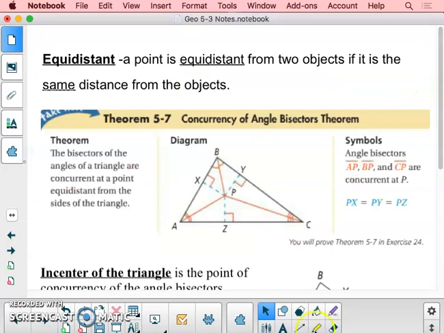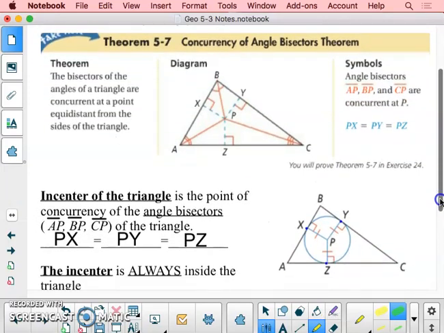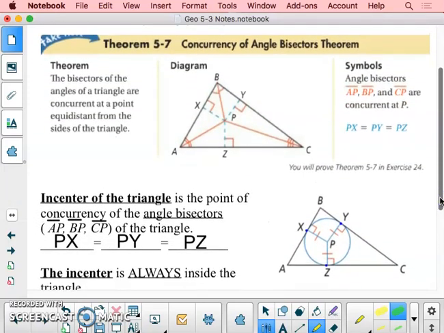So one thing to bring up again: equidistant means that two objects are the same distance from something else, from a third object. Equidistant means same distance. Theorem 5.7 is the concurrency of angle bisectors theorem. Here's what it's saying: the bisectors of the angles of a triangle, so angle bisectors, are concurrent at a point that is equidistant from the sides of the triangle.